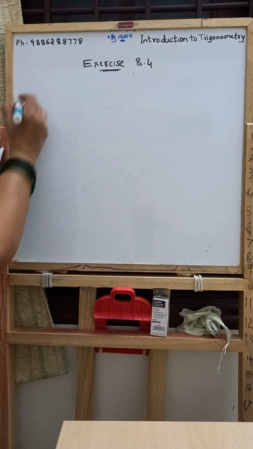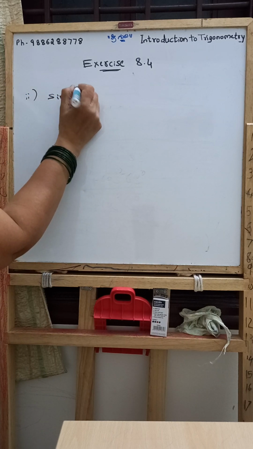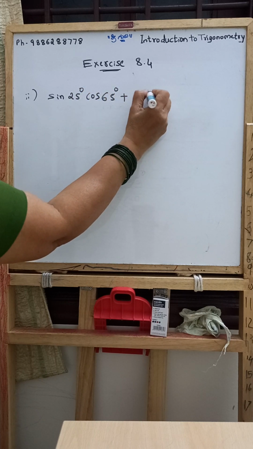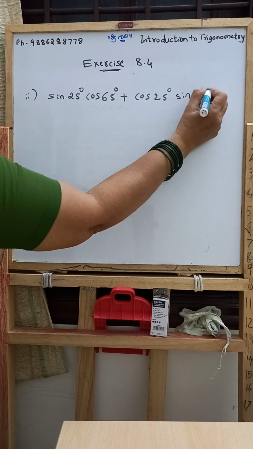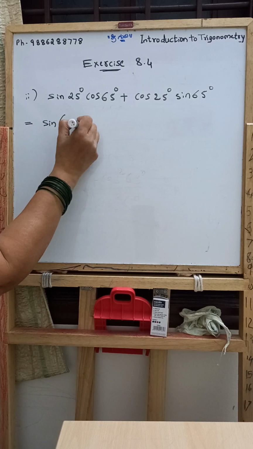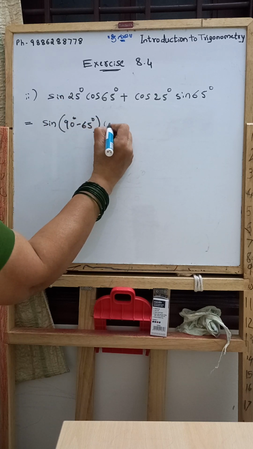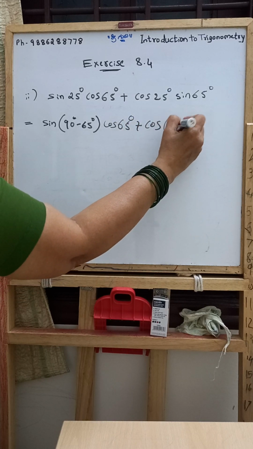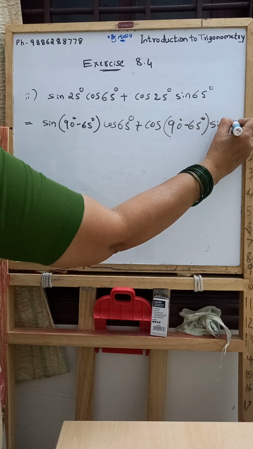And the second one, sine 25 degrees cos of 65 degrees plus cos of 25 degrees sine of 65 degrees. This is equal to sine of 90 minus 65 degrees into cos of 65 degrees plus cos of 90 minus 65 degrees into sine of 65 degrees.